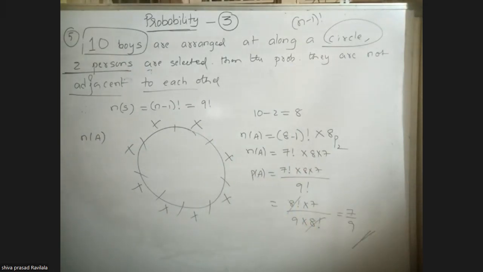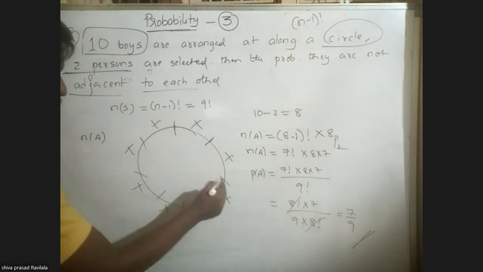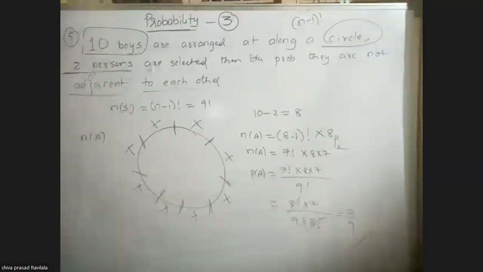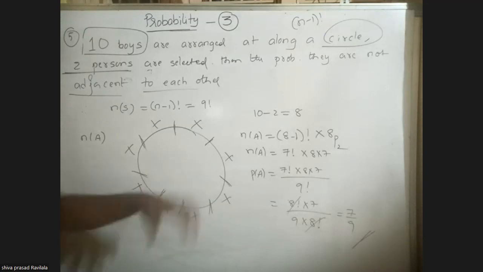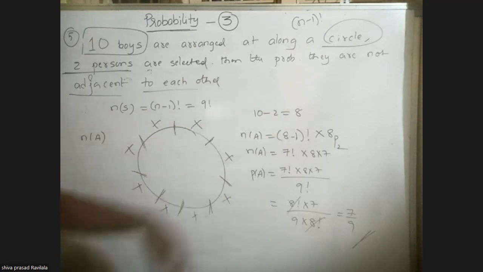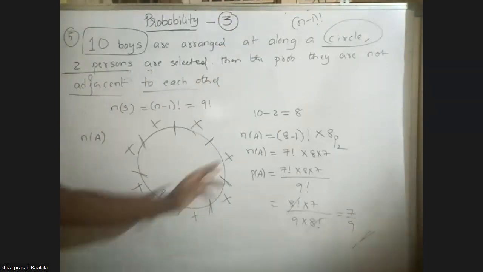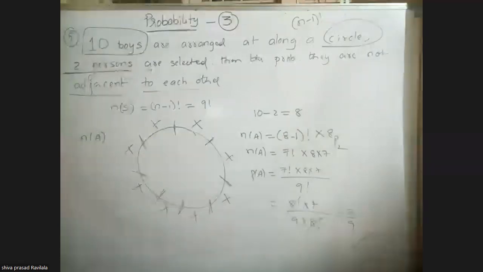Okay, now students, first we arrange the 8 in 8 minus 1, that is 7 factorial. In this we have 8 gaps. These 8 gaps can be filled with 2 persons in 8p2 ways. In a circle it is 8 members, 8 gaps. But in a row, we have 9 gaps. Same question, you remove the circle. Here 10 factorial, and here 9 gaps, so we have 9p2 ways. Okay, now students, any doubt on the question?